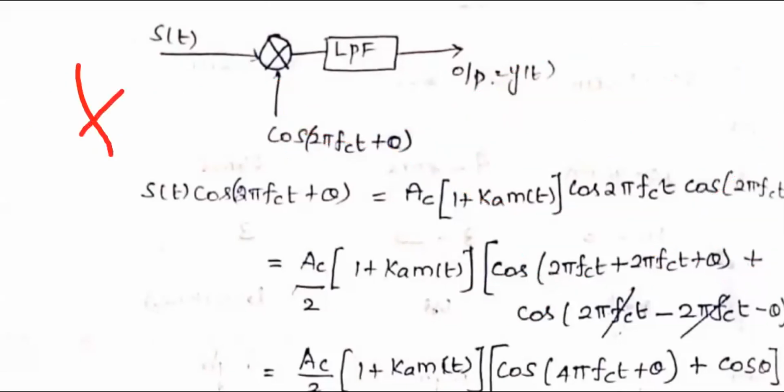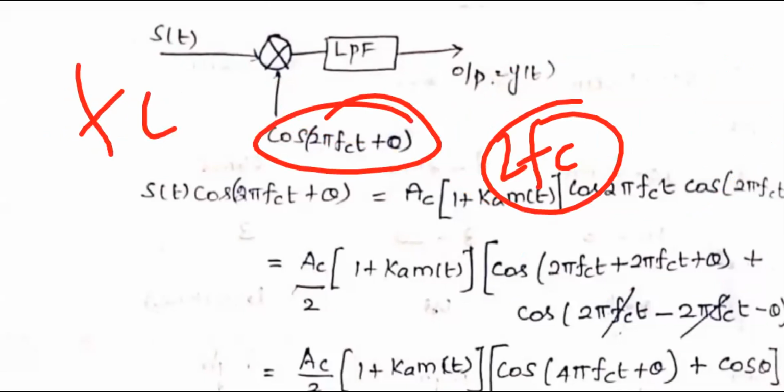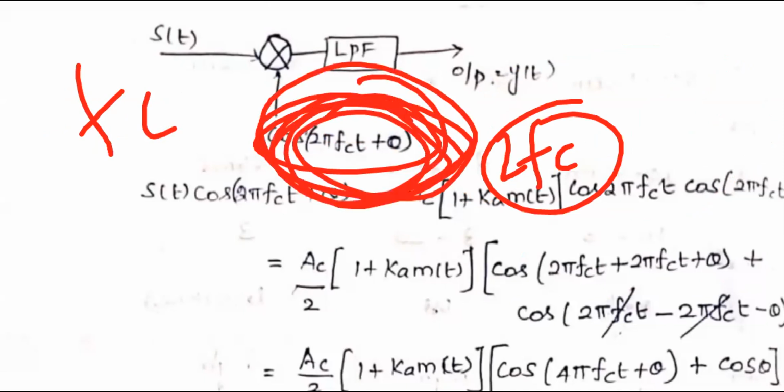For simplicity, you can take it like this also. Here, if you are using fc, try to use 2 fc, then what happens? You observe the changes. Whether you are able to get your signal or not. My question is, instead of the local oscillator frequency, you use a completely different frequency. Are you able to get your original message signal at the receiver side?